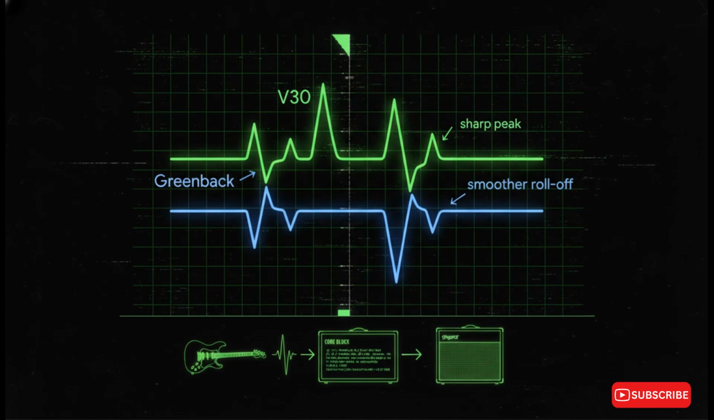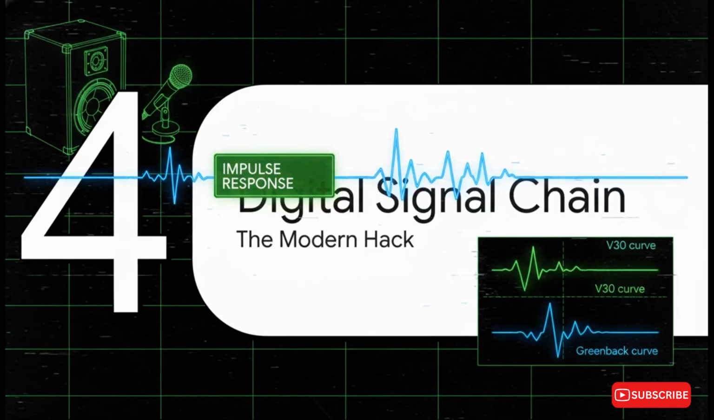If you were to visualize this data on an oscilloscope, the V30 signature would be a series of sharp, aggressive peaks. It's built for clarity and cutting through a really dense mix, especially with high gain. The Greenback produces a smoother, more compressed waveform, which is characteristic of its vintage warm response. The sound you get is completely dictated by this underlying data. Okay, let's proceed to phase 4, practical application.